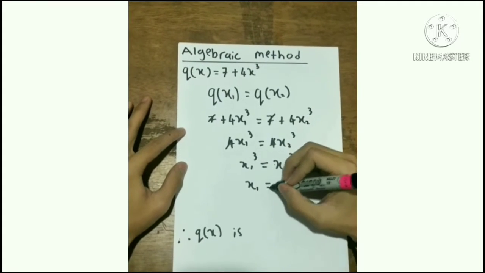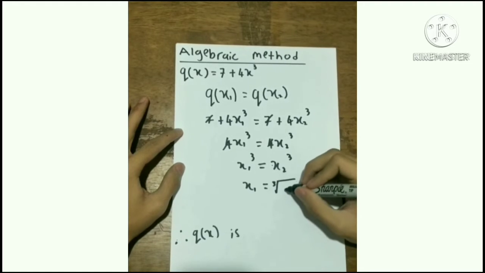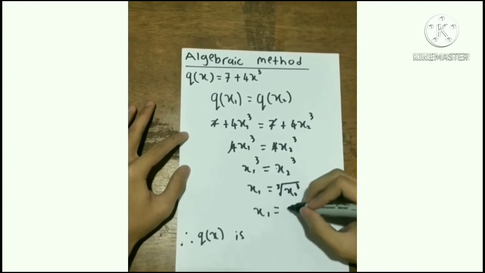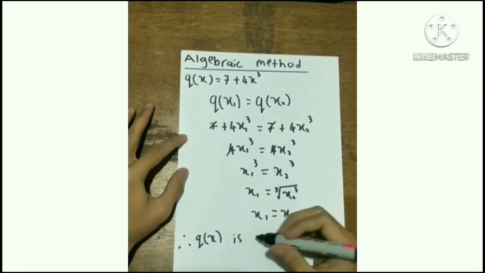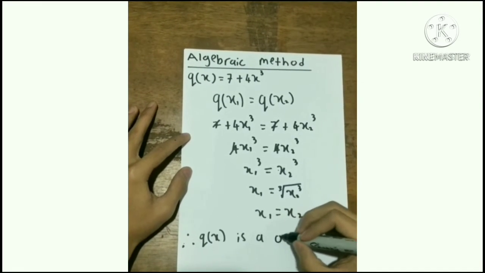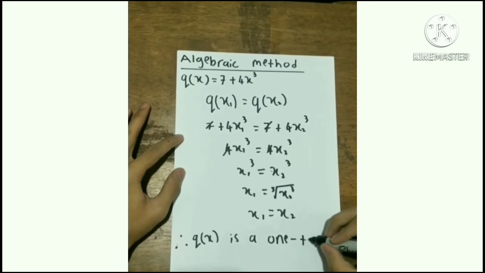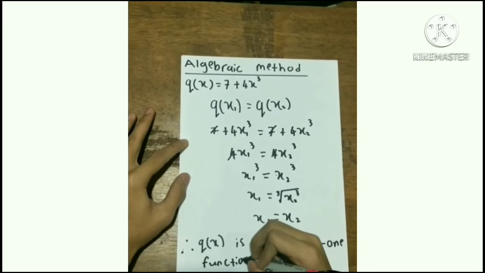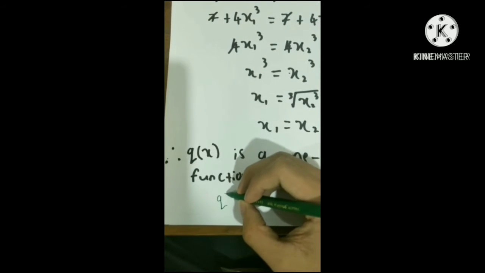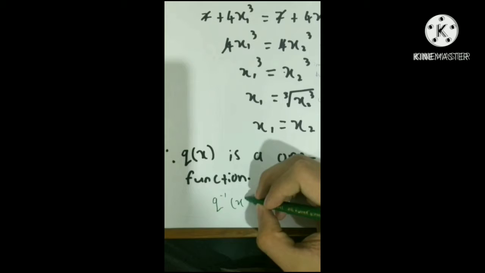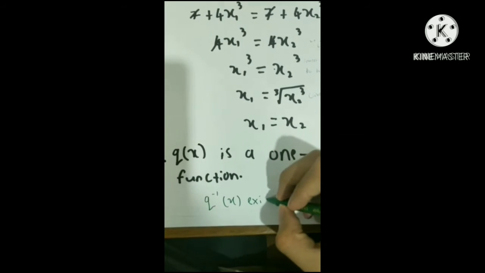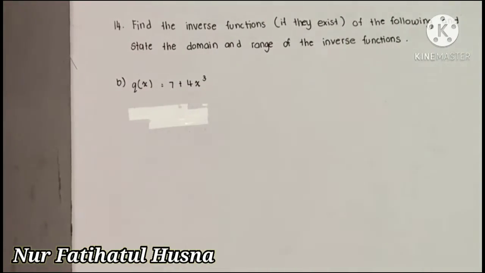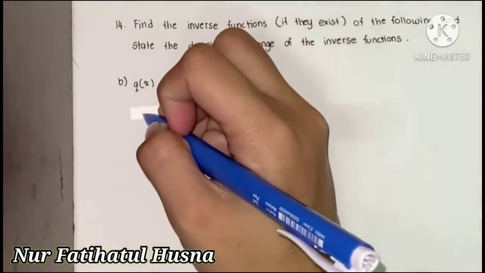Take the cube root on both sides, so we will get the cube root of x1 cubed equal to the cube root of x2 cubed. So the final answer we should have is x1 equal to x2. Therefore, this function is a one-to-one function, and the inverse function for q(x) exists. Next, we will find the inverse function of q(x).